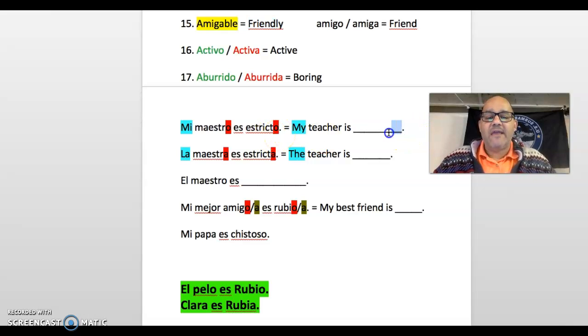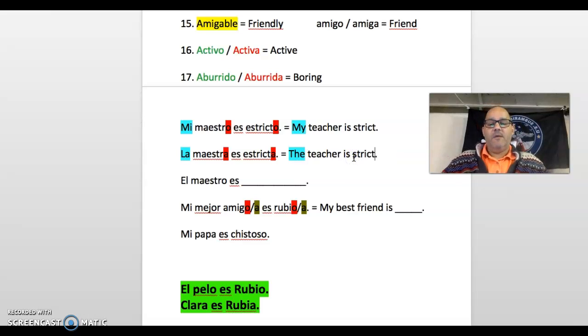Mi is my in Spanish, so "mi maestro es estricto" means my teacher is strict. Why the O form? Because if your teacher is a man, the adjective has to be the O form. If your teacher is a female, then "maestra" will be teacher, female, and you have to use "estricta." But in English, it stays the same. In Spanish, everything has to change.